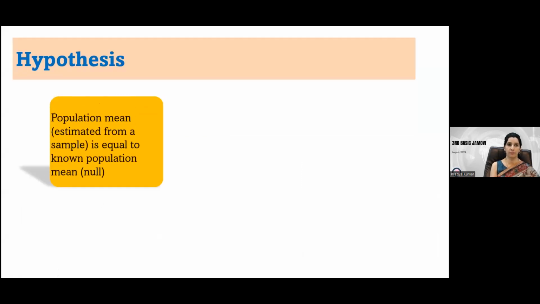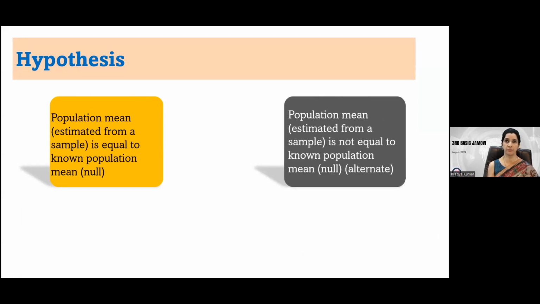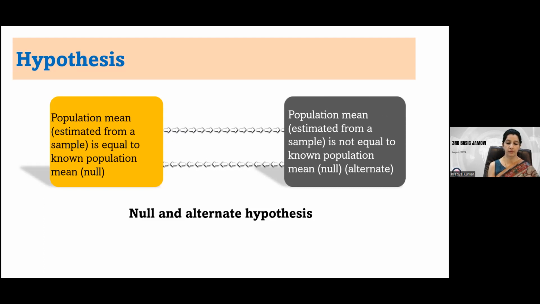So what is the hypothesis? The null hypothesis is that the population mean, which we have estimated from a sample, should be equal to the known population mean. And the alternate hypothesis is that the population mean, which we have estimated from a sample, is not equal to the known population mean.